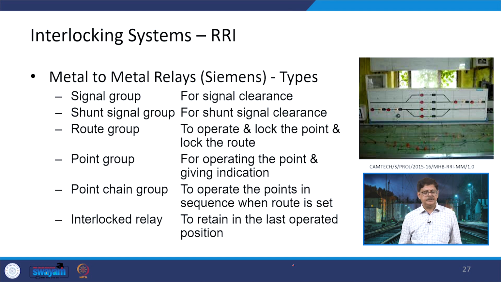Now, here there are different types: the signal group for signal clearance, the shunt signal group for the shunt signal clearances, the route group to operate and lock the points and give the indications accordingly. Then the point group, this is for operation of the points and giving indications. Point chain group, that means the sequential locking system which we discussed previously, the same is being talked about here. Interlocked relay to retain the last operated position.